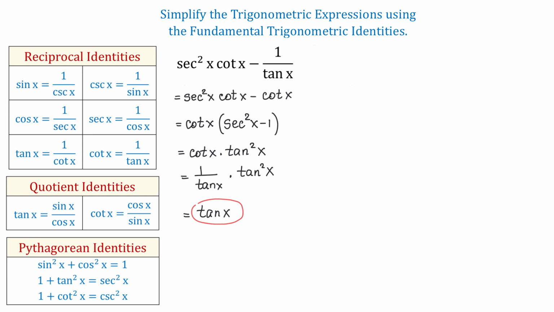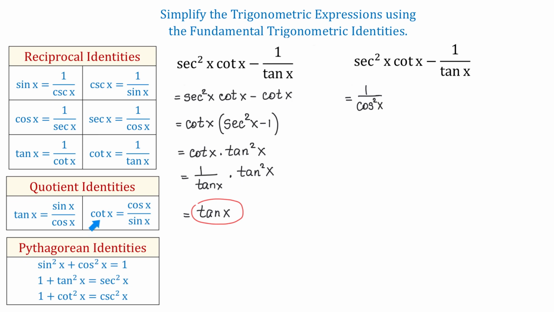Now let's see what would be another way to simplify this expression. So here we have the same expression, and now I will go and rewrite each of these trigonometric functions in terms of sine and cosine. In the reciprocal identities, secant of x is 1 over cosine of x. Then secant squared of x will be 1 over cosine squared of x.